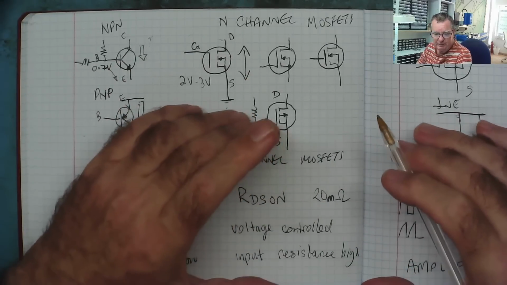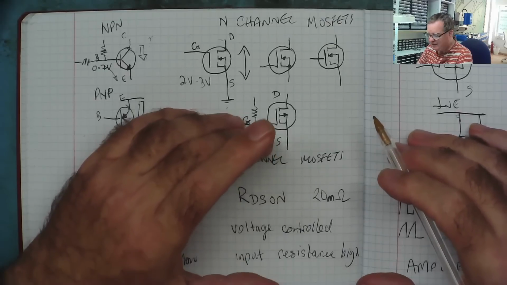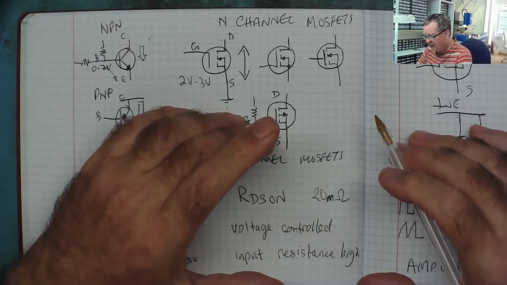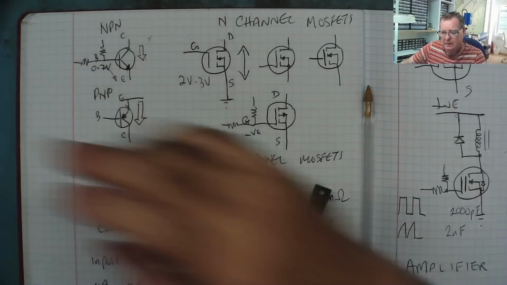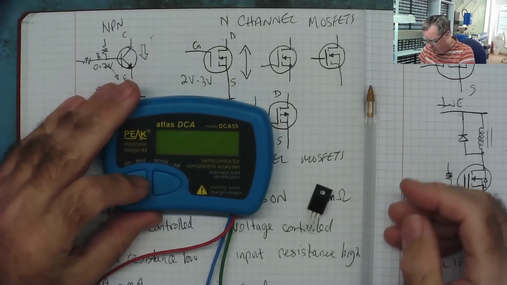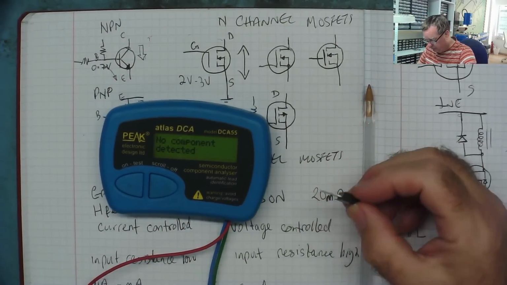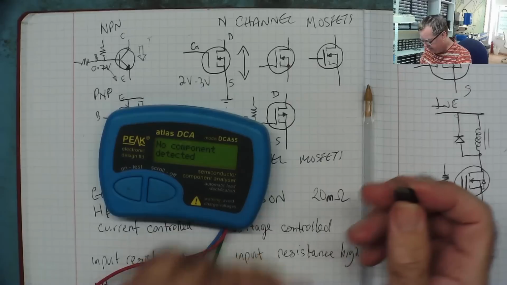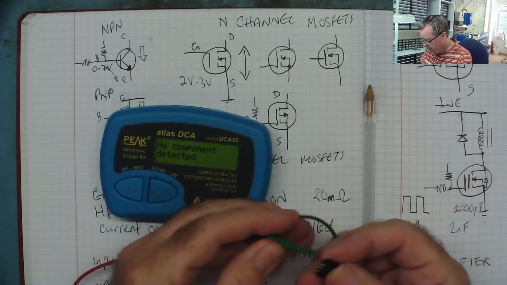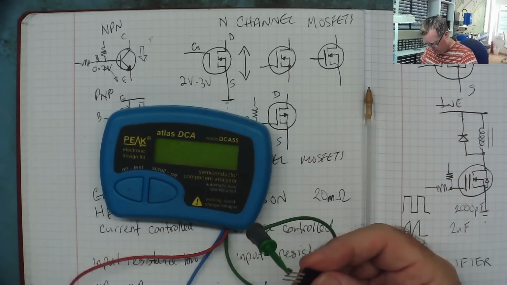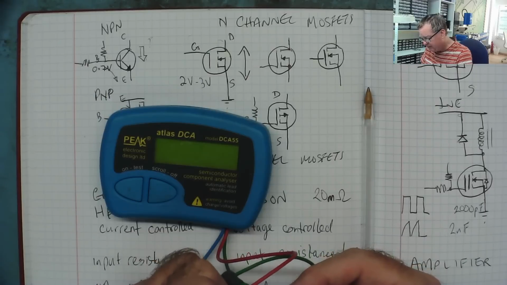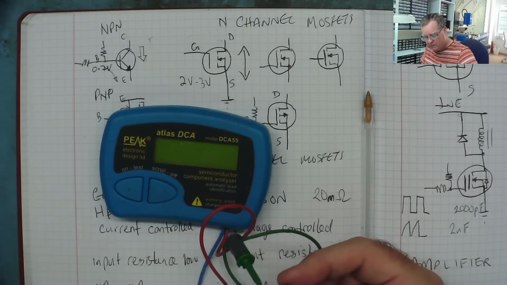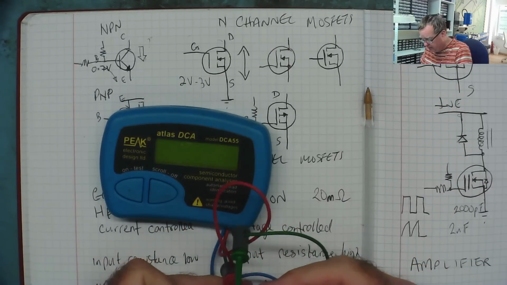We can read some of these using a component analyzer. So let's have a quick look at our MOSFETs with the peak analyzer. Let's see what it tells us. This is our N-channel MOSFETs. I'll just switch the analyzer on. Let's connect the cables to our MOSFET. We'll put the green on the gate, why not? Green for green, gate for gate, the two G's together. But it doesn't matter. The analyzer really doesn't mind.